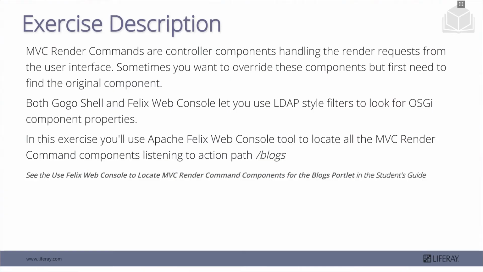So in this exercise, what we're going to be doing is we're going to be looking for a specific MVC render command that has what we call the action path of /blogs. Basically, we're going to be looking for the property within the component that has the value of /blogs. So let's go ahead and take a look at that. And eventually, once we start overriding aspects of Liferay, we'll then do a recap or a reminder of this aspect here. So let's take a look at that.